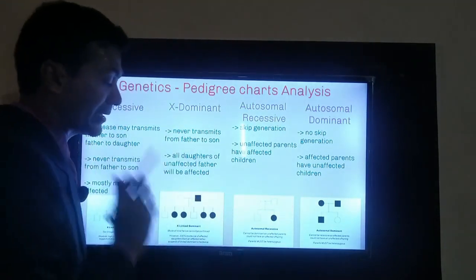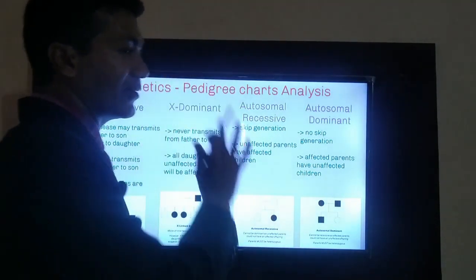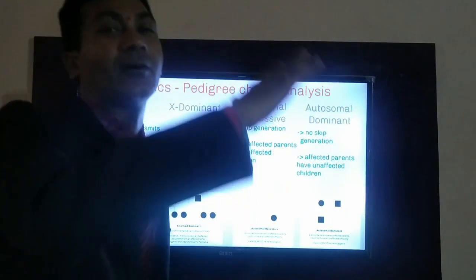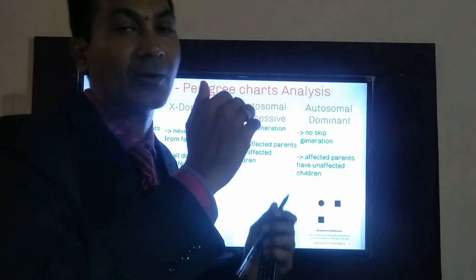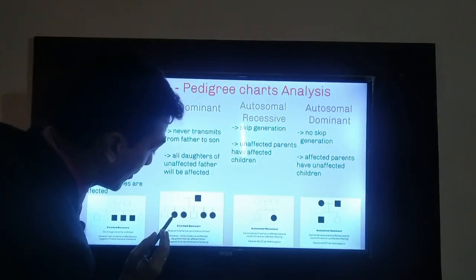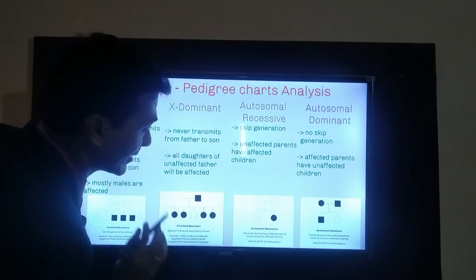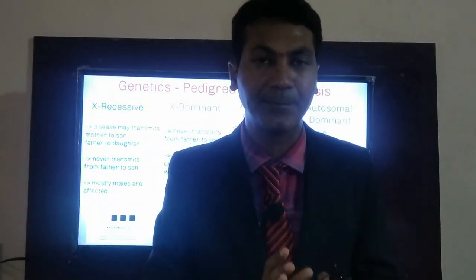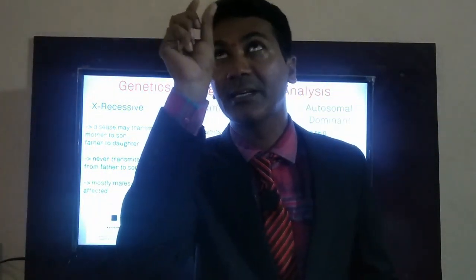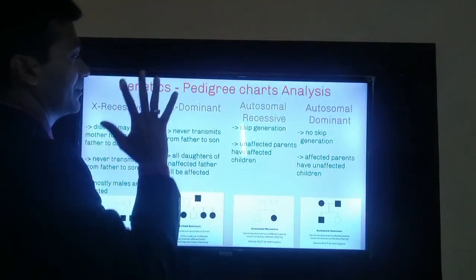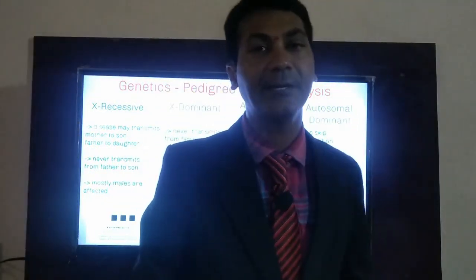And here the important key factor for X dominant is that an affected father will have all daughters affected. See here, an affected father will have all affected daughters. This is the code for X dominant. Simply, you can go through it boldly. If in the flow chart the father is affected and all the daughters, not even a single exception, are affected, then you can put it as X dominant.